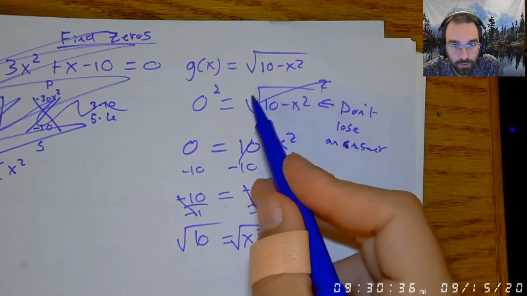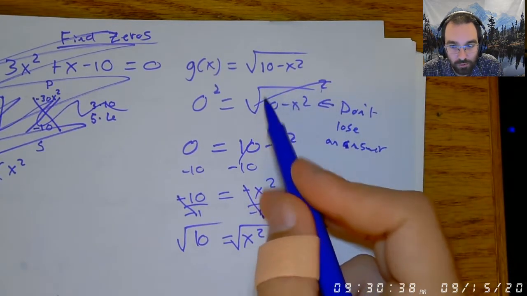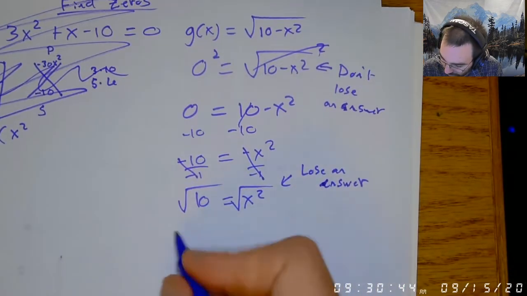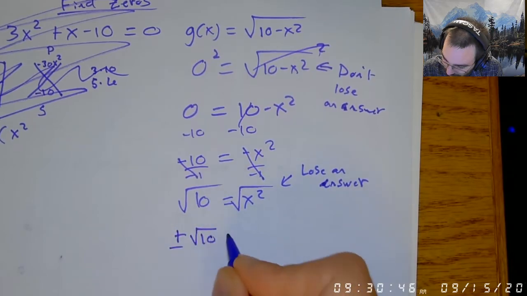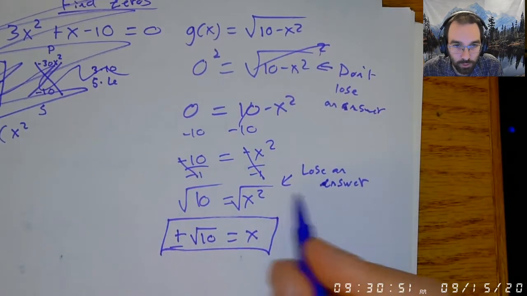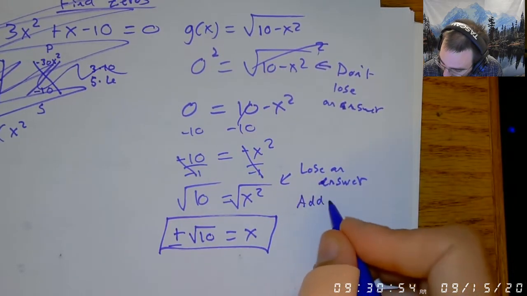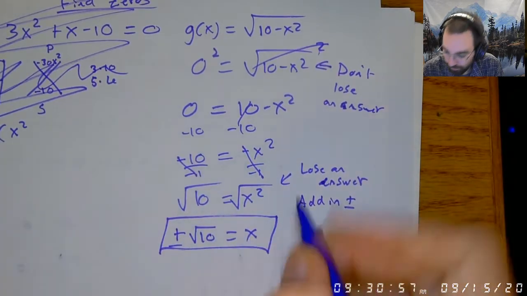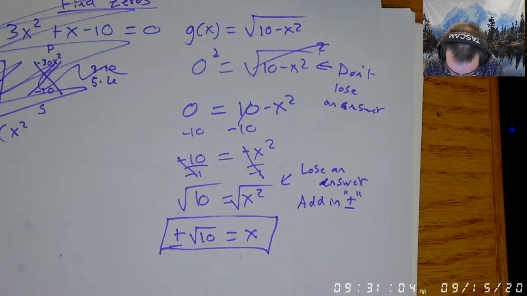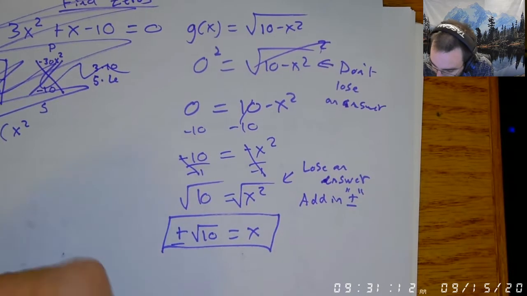If you square a square root, you don't lose an answer because the square root's only positive. And then here, when you square root this, you are going to lose an answer. So your answer is going to end up being plus or minus the square root of 10 equals x. When you lose an answer, you have to add in plus or minus. That was a really good one to do there. Okay, next up, let's do another one.